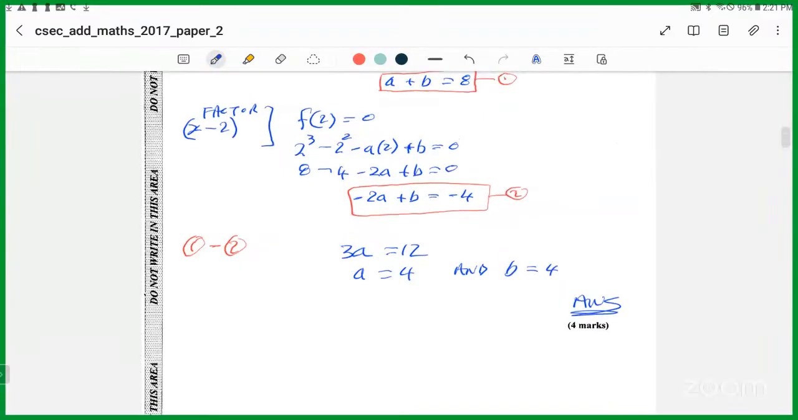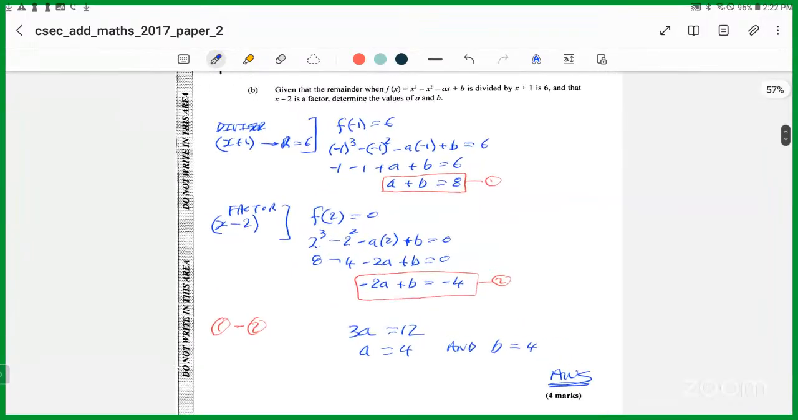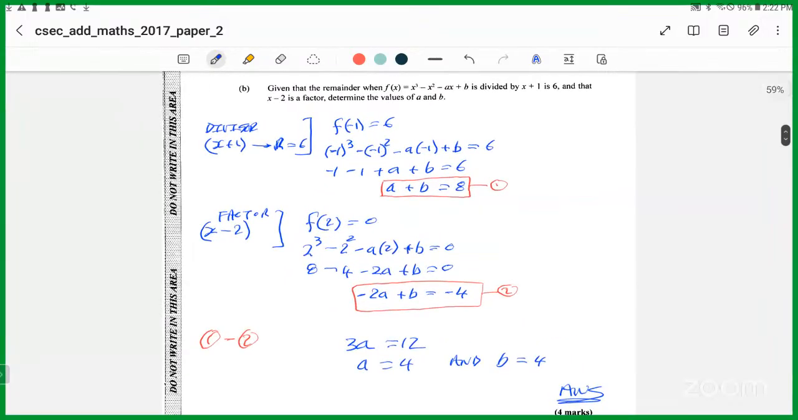Okay, good at that? Yes, sir. Right. Yes, sir. Alright, so remember this can be add maths and this can be pure maths, alright? Let's continue.